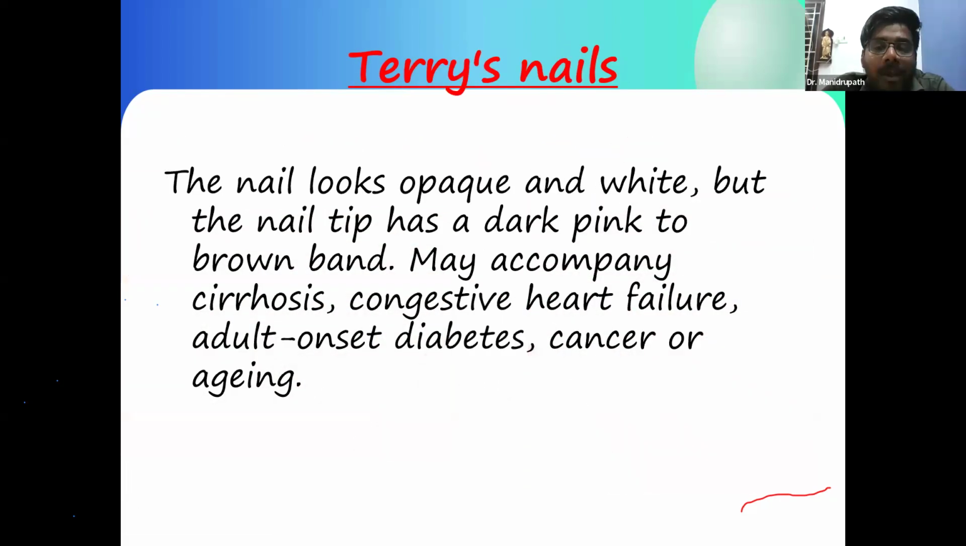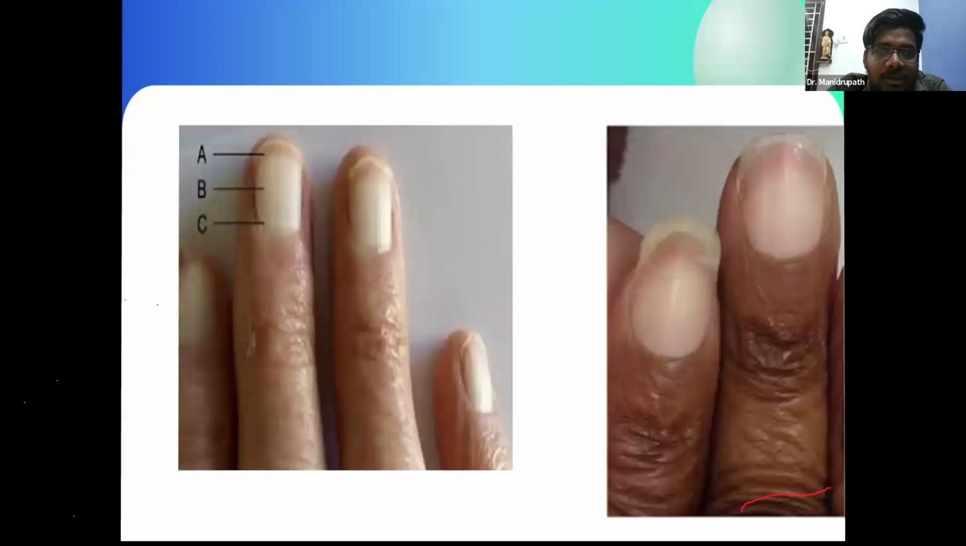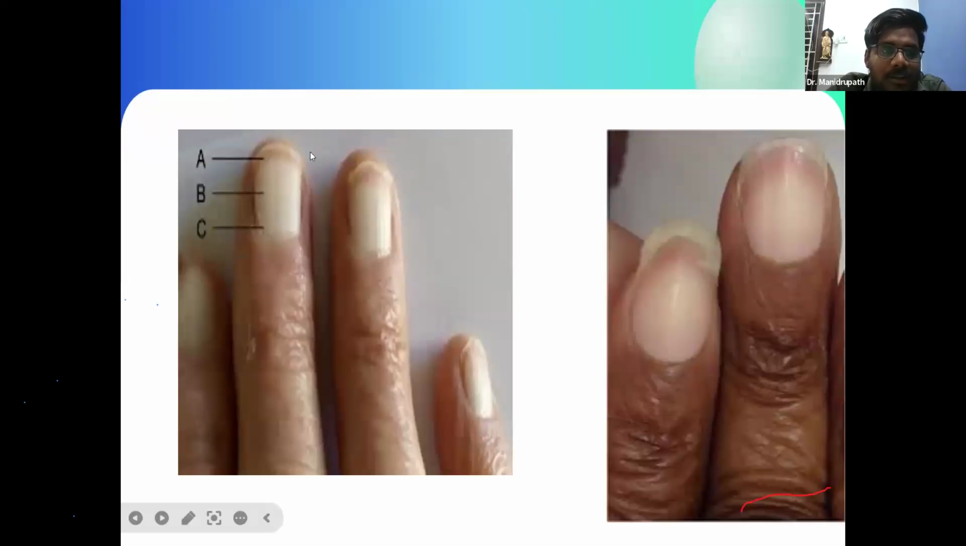Next, hairy nails. The nails look opaque and white, but the nail tip has a dark pink to brown band. See this. This is the pattern of hairy nails.